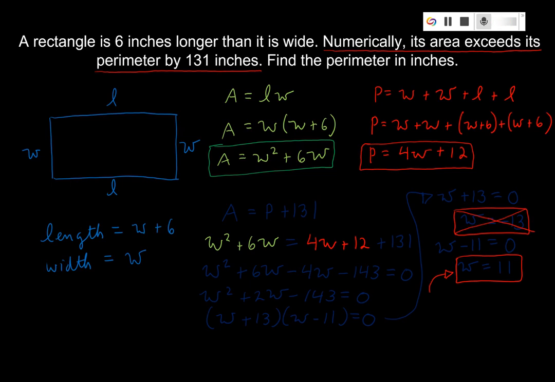But that's not the answer to the problem. The problem says find the perimeter of the rectangle in inches. Well, I know that the perimeter is represented by 4w plus 12, so that's 4 times the width plus 12. Well, now I know the width. The width is 11. So the perimeter would be 4 times 11 plus 12. So therefore, the perimeter of the rectangle has to be 56 inches.